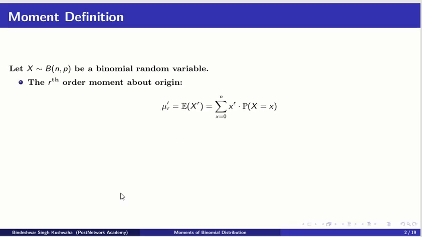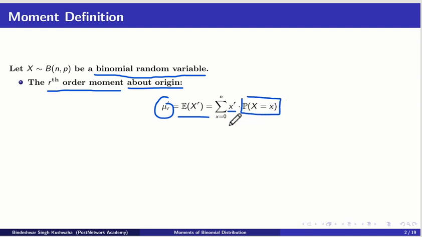So first of all, let us understand this for the binomial distribution. Let X follow the binomial distribution, so obviously X is a binomial random variable, and the rth order moment about origin, which we denote mu r prime, would be the expected value of X raised to the power r. That is, you get X raised to r into the distribution for the value of x, summed from 0 to n. So that is the rth order moment about origin.